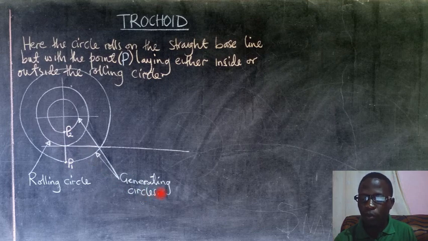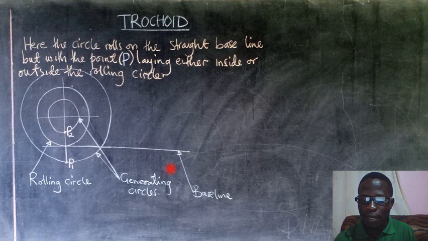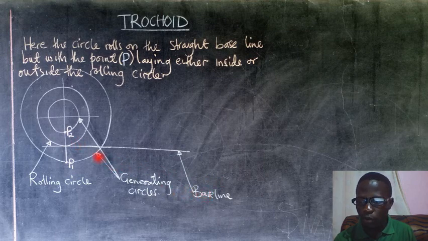We also have the baseline, the line onto which the rolling circle moves. So the moment you understand these three terms: the rolling circle, the circle which is rolling; the generating circle, the circle which contains the point to plot; and the baseline, the line onto which the rolling circle moves.